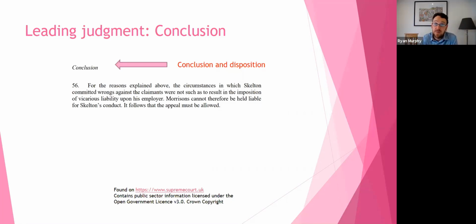So here the conclusion in paragraph 56 was, for the reasons explained above, the circumstances in which Skelton committed wrongs against the claimants were not such as to result in the imposition of vicarious liability on his employer. Morrisons cannot therefore be held liable for Skelton's conduct. It follows that the appeal must be allowed. Remembering that Morrisons were the appellant. They were appealing against the decision below, which was that they were liable.